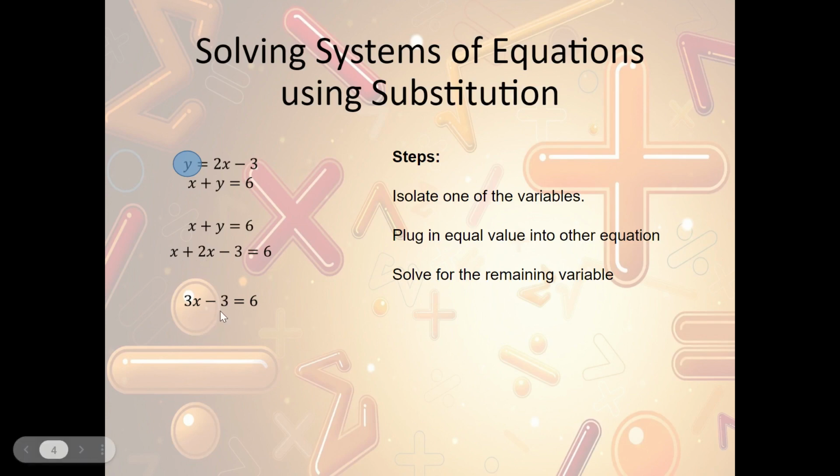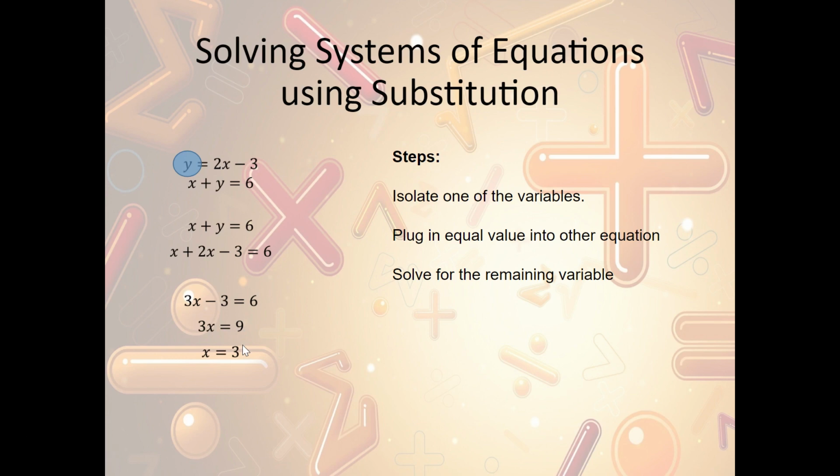Then I'm going to add 3 to both sides. And I get 3x is equal to 6 plus 3 is 9. Now I can divide both sides by 3 to get x by itself, and I get x equals 9 divided by 3 is 3. So there's my x. So that's the x coordinate of where they cross.